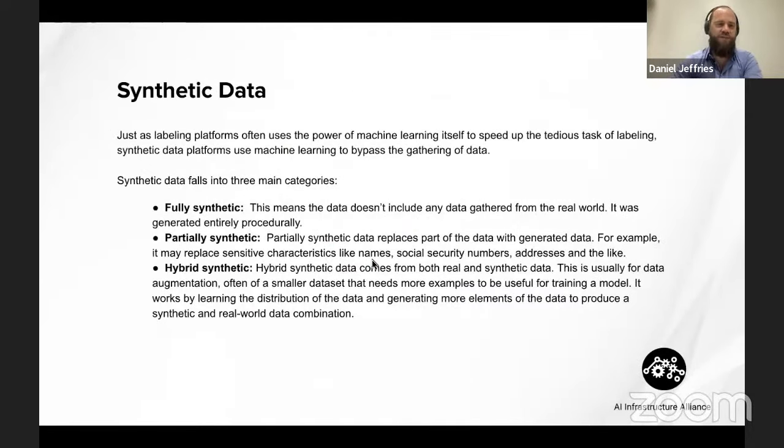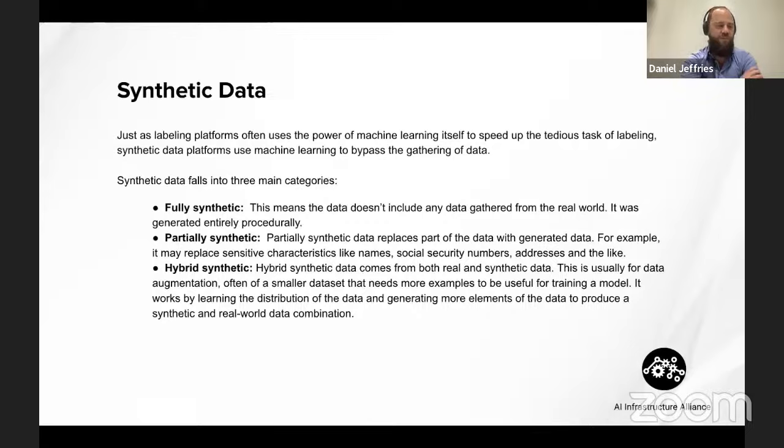The other thing is there's different types of synthetic data that you want to think about. There's the fully synthetic, which means the data doesn't include any data gathered from the real world, generated entirely procedurally. Partially synthetic means that the data replaces part of the generated data. So you may replace sensitive characteristics, names, social security numbers. So the data is real, but you've stripped out all the other stuff and generated dummy data within there. And then there's a hybrid synthetic, right? It comes from both real and synthetic data.